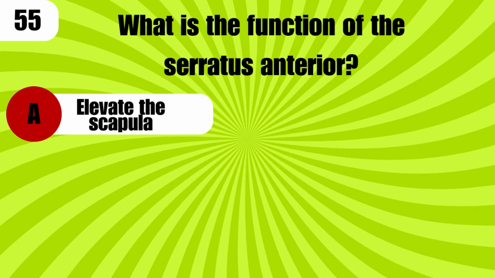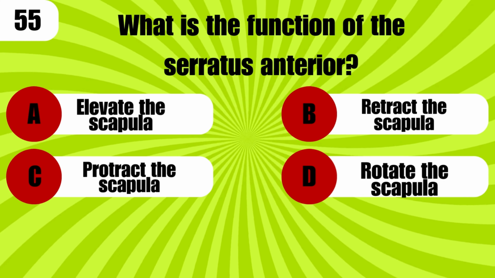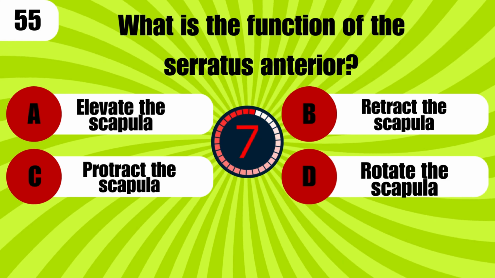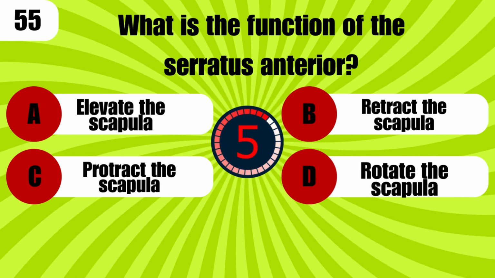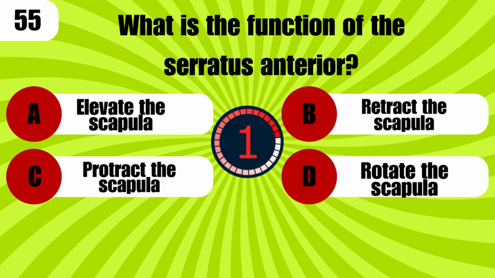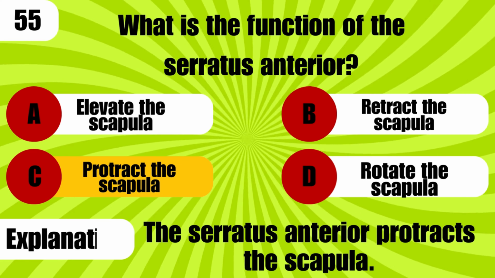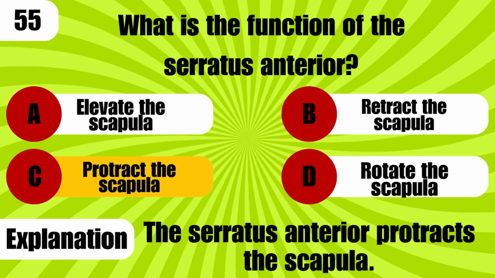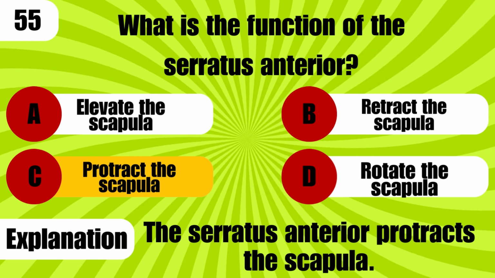What is the function of the serratus anterior? Option A, elevate the scapula, retract the scapula, protract the scapula, rotate the scapula. The right answer is protract the scapula. The serratus anterior protracts the scapula.